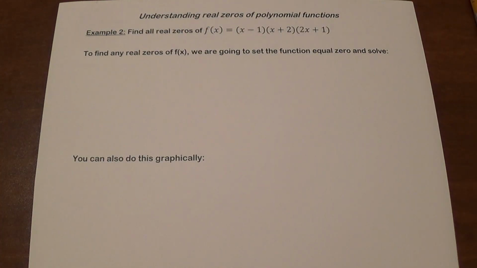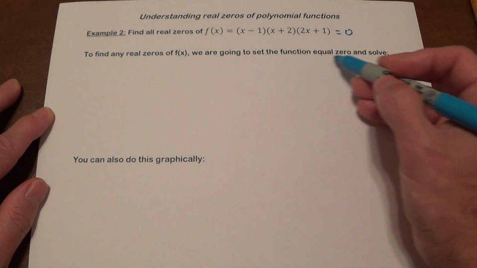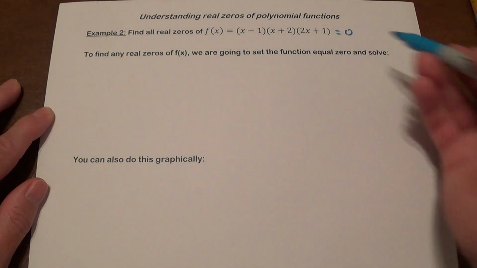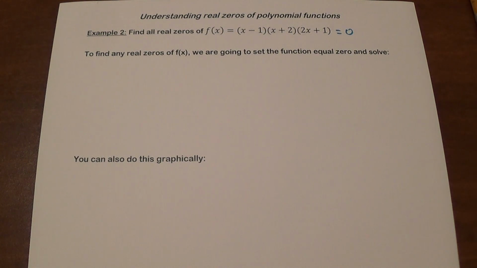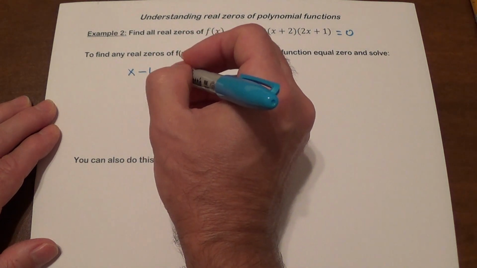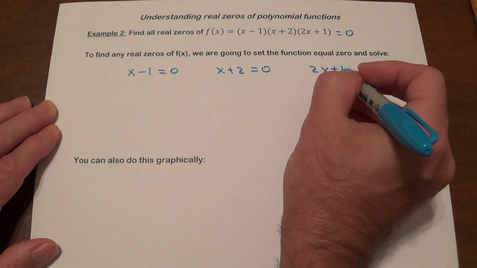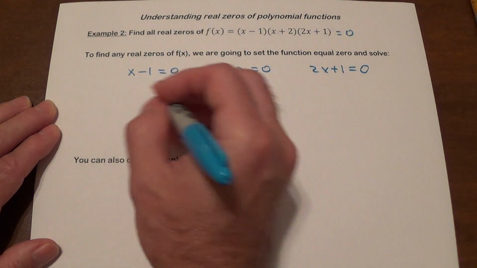Then we have these types of problems, when a function is given in factored form, which is actually very nice. You may remember doing that with quadratic functions. We're just going to set it equal to 0, and we solve it. Because it's already broken down into factors, you set each factor equal to 0, which means x minus 1 equals 0, or x plus 2 equals 0, or 2x plus 1 equals 0. So you solve each one of these equations.